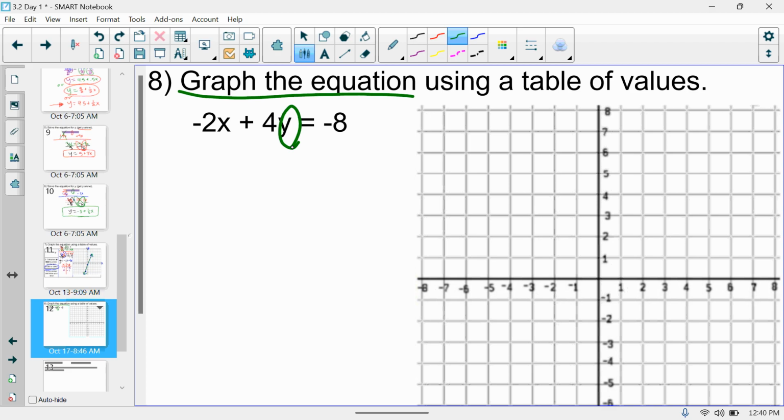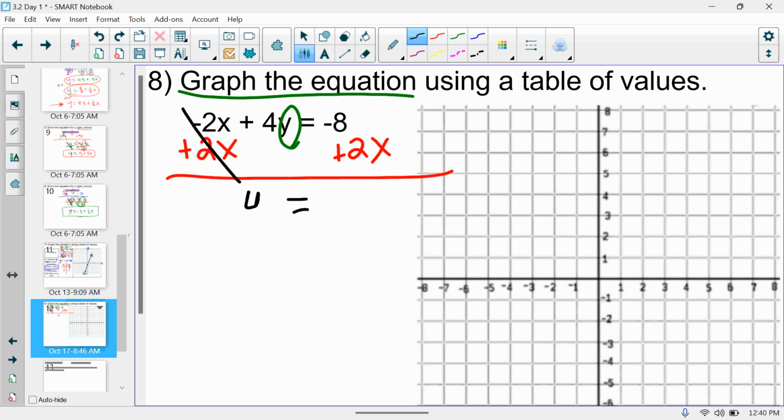Gavin? Yep, and how do I get rid of it? Yep, I'm going to have to add it, right? Because -2 plus 2 will give me 0. It will get rid of the x's. Once again, don't forget, I have to just write -8 plus 2x. I cannot combine them. They're not like terms.